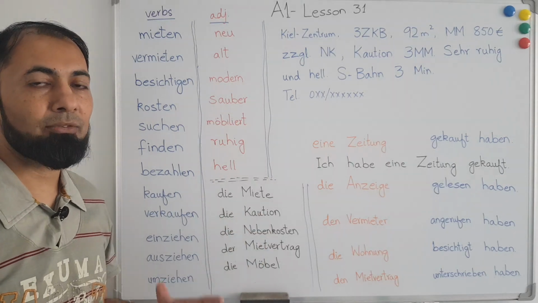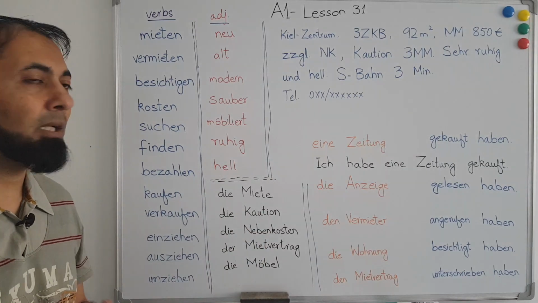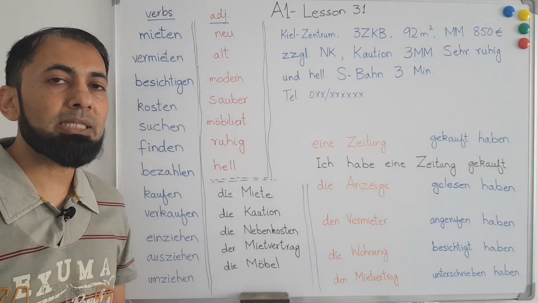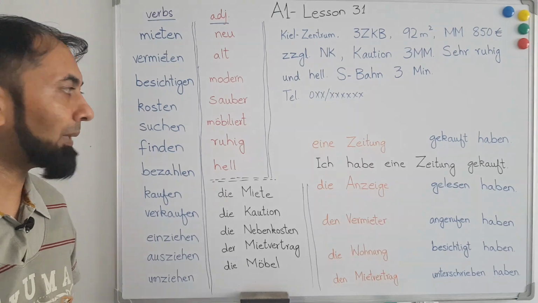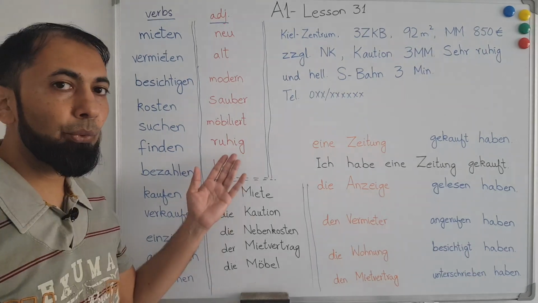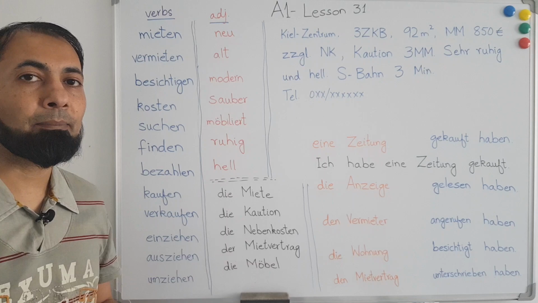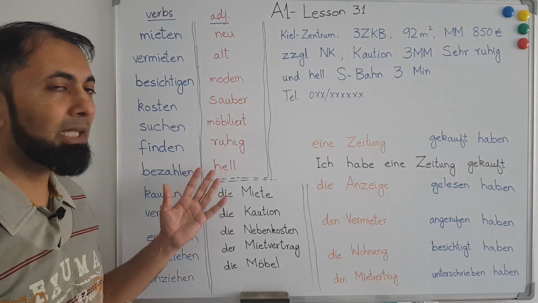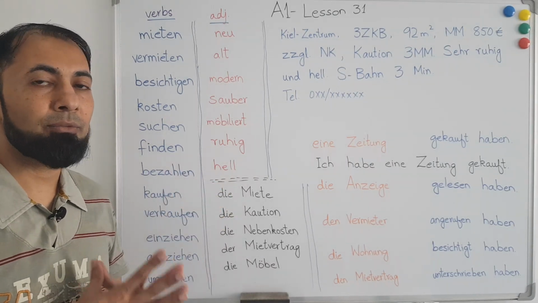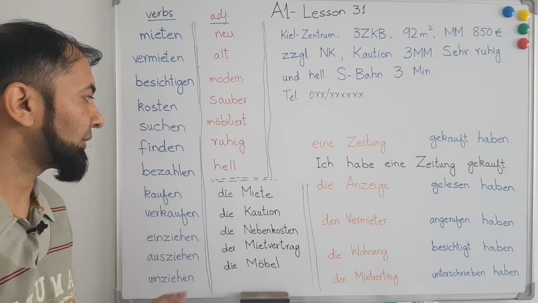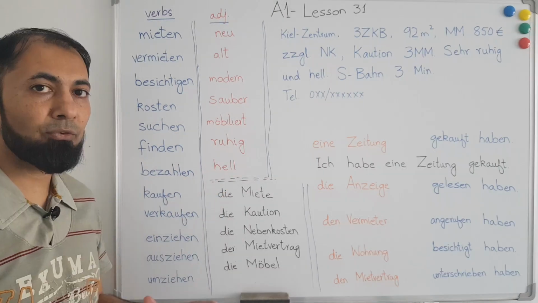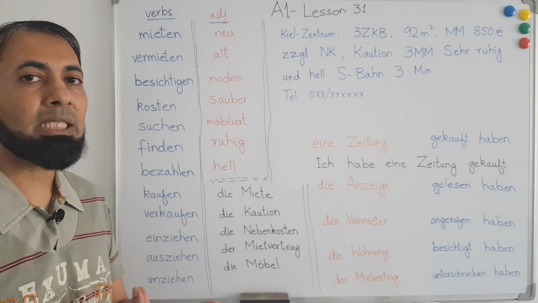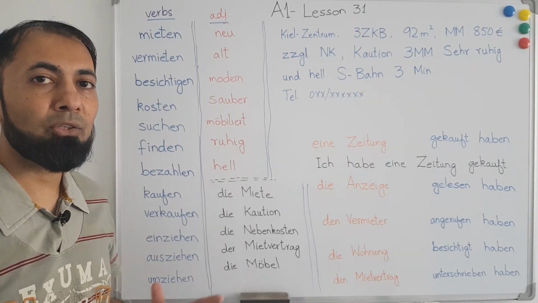Mobiliert means furnished. Die Wohnung ist mobiliert. The apartment is furnished. Die Wohnung ist nicht mobiliert. The apartment is not furnished. Ruhig means quiet. The apartment is quiet. Die Wohnung ist ruhig. The apartment is not quiet. Die Wohnung ist nicht ruhig. Hell, bright. Die Wohnung ist hell. The apartment is bright. Die Wohnung ist nicht hell. The apartment is not bright.